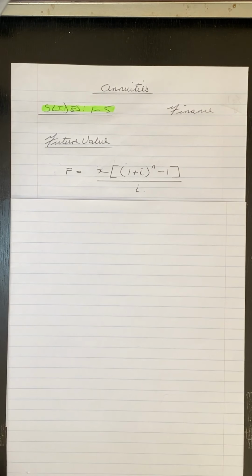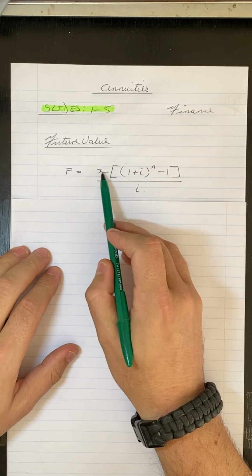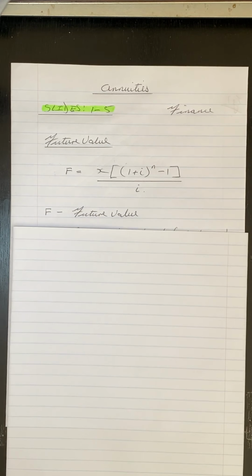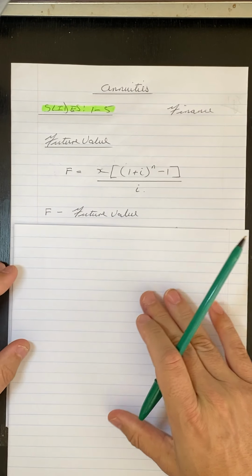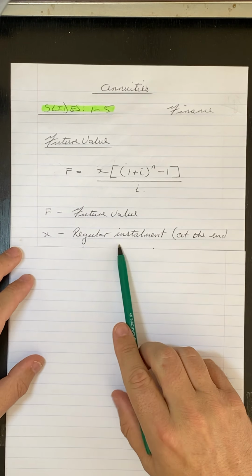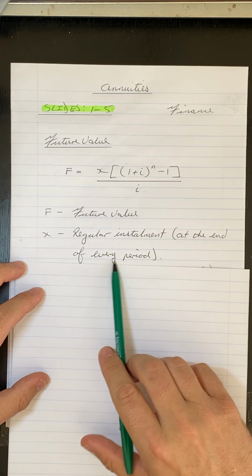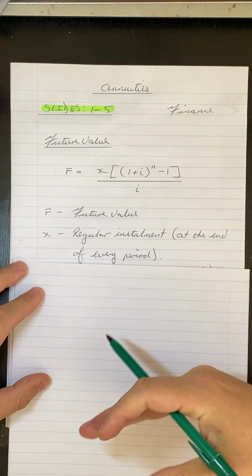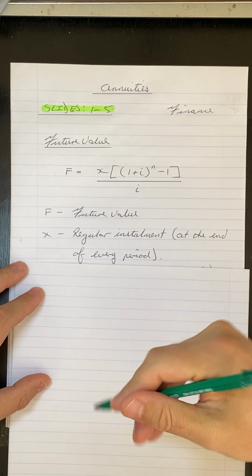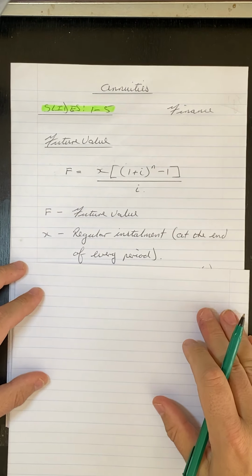So let's have a look at what these new things are, like your F and your x. F is the future value. It's the value that you are saving up for. Your x is your regular installment at the end of every period. So at the end of every month, or at the end of every quarter, or at the end of every half year, or whatever the time period is.